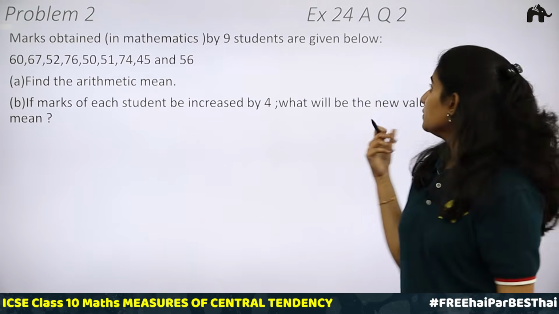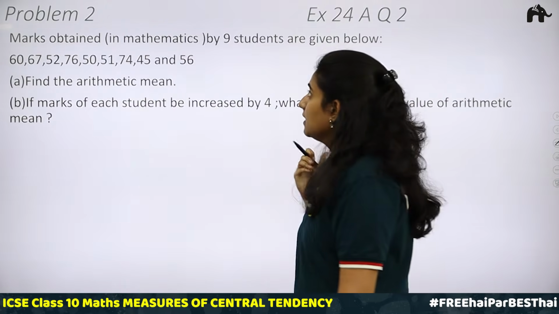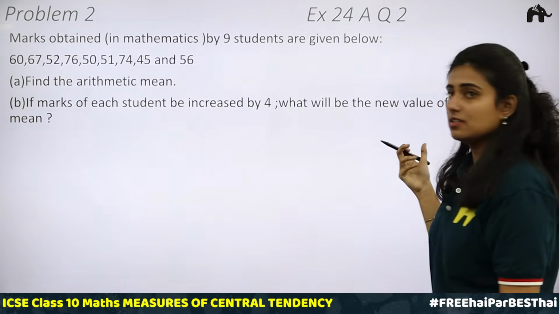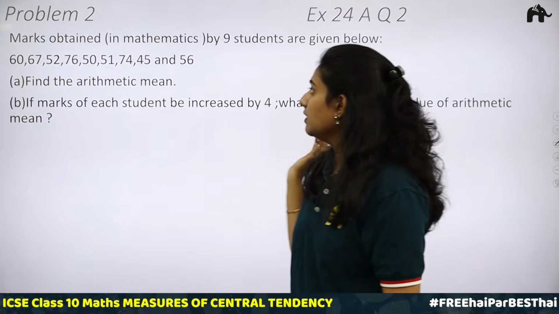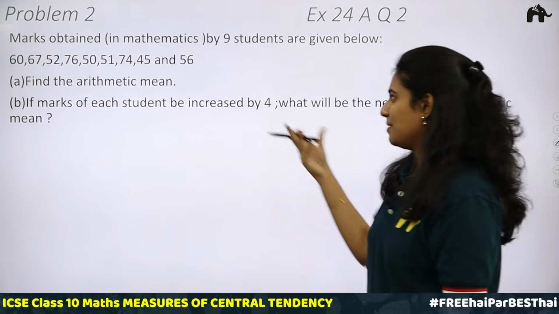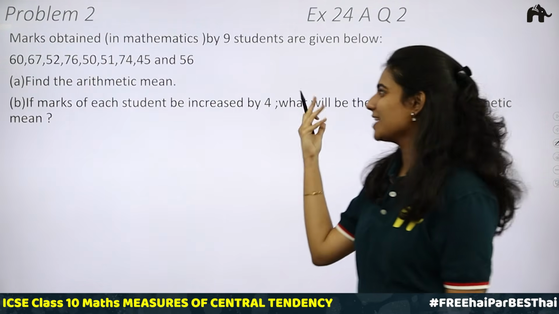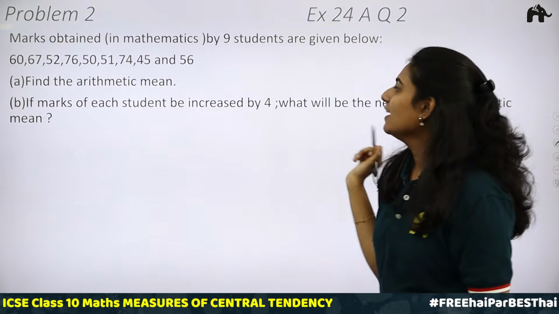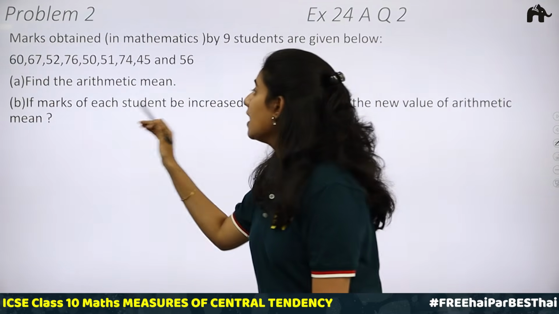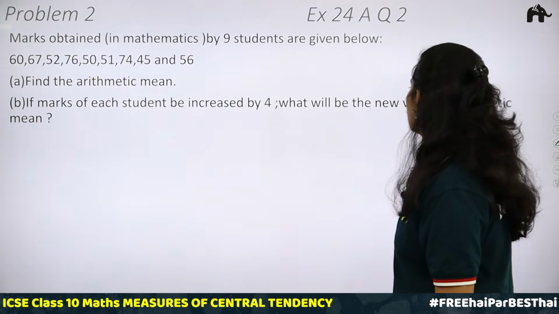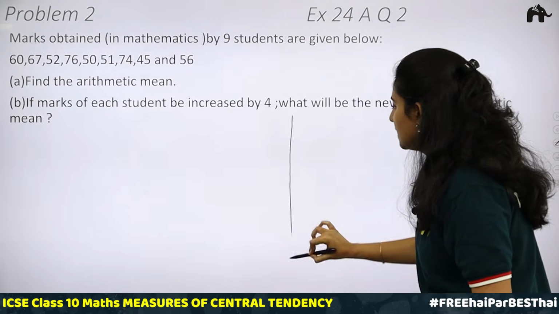Clear? Problem 2, question 2 of exercise 24A. Marks obtained in mathematics by 9 students are given below: 60, 67, 52, 76, 50, 51, 74, 45 and 56. Maybe the exam is in 100 but they haven't scored such a good score. Nobody has scored 80, 90 or something. Okay, now find the arithmetic mean. We have to find the arithmetic mean. And then B question, if marks of each student be increased by 4, what will be the new value of arithmetic mean? Okay, so first part let us solve.